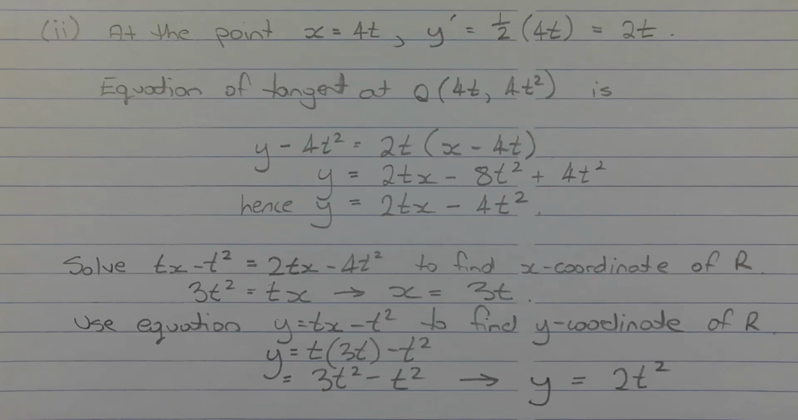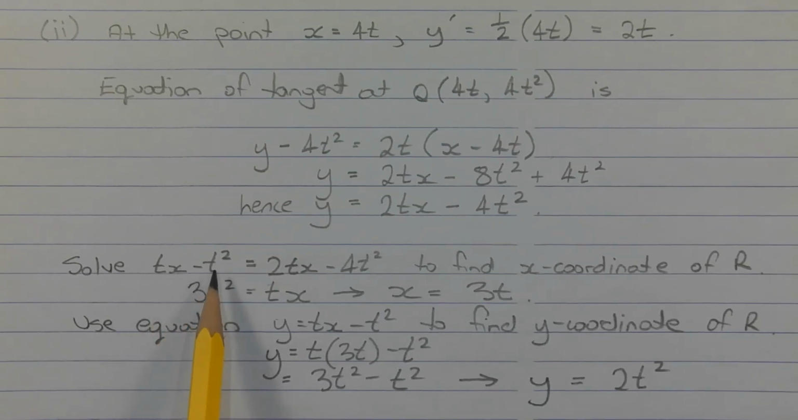And we can use the substitution method for that. Now if you recall in part 1, we got the equation of the tangent at point P is y equals tx minus t squared, and the equation that we just found is y equals 2tx minus 4t squared. So we're going to solve tx minus t squared is equal to 2tx minus 4t squared to find the x coordinate of point R. Once we find the x coordinate, we can use either one of the equations that we found to then find the corresponding y coordinate, since point R is a common point on both tangents.